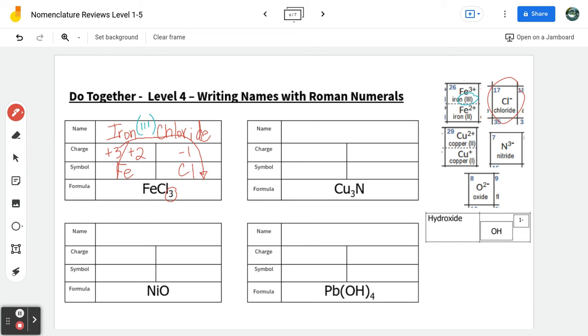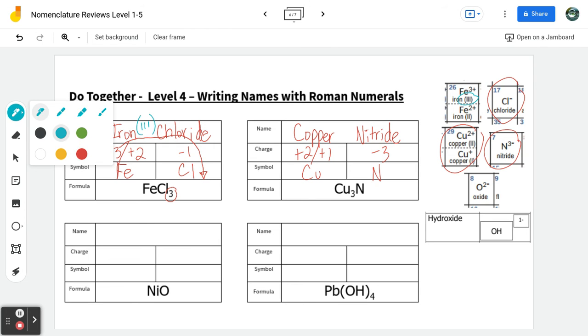Then we've got the copper and nitrogen. Nitride is -3. We got that right here. Copper has two options, +2 or +1. So our name is copper nitride. And when you're doing the extra credit on the test, in order to get the points, you have to have the entire box filled out with the correct Roman numeral. So it's all or none.